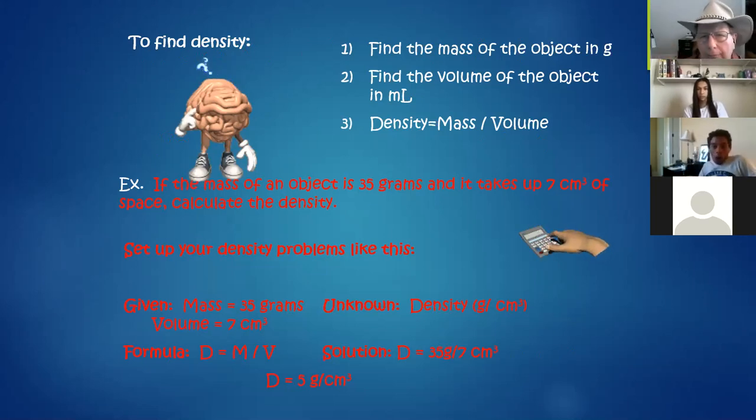In this one, since density is equal to mass divided by volume, I take my mass, 35 grams, divide it by 7, and look at my label. I divide grams by centimeters cubed. My label ends up being a volume. So therefore, the density is 5 grams per cubic centimeter.